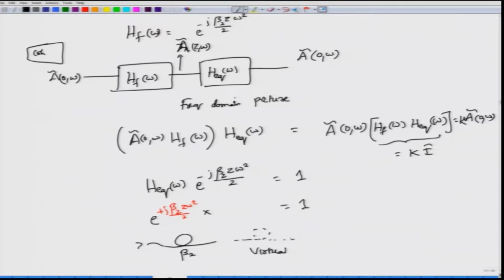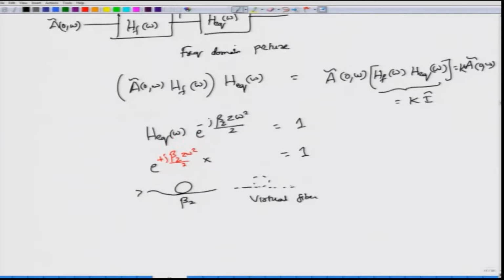So, this is the real fiber to the left I have, and this is my virtual fiber. It is a kind of fiber that does not really exist, but this is the analog filter transfer function that I am using, and this virtual fiber will be characterized by minus beta 2. So, if there is a normal dispersion going on with a positive beta 2 for the regular transmission fiber, you simply put a fiber with a minus beta 2 term, that is, the sign of the dispersion coefficient reverses.